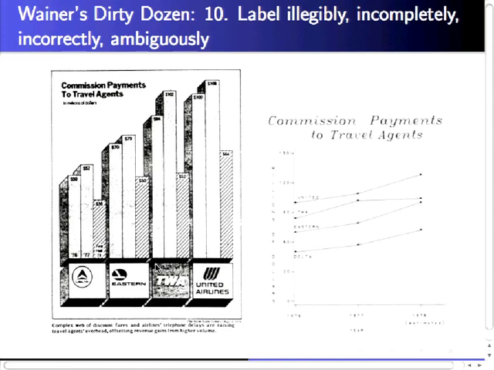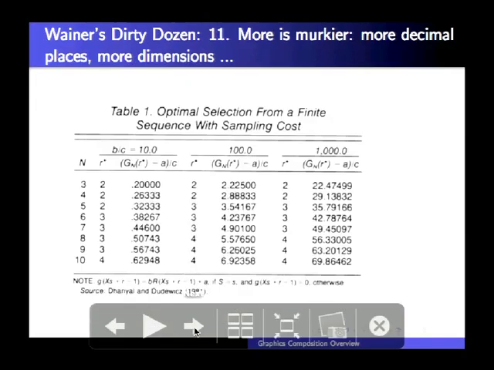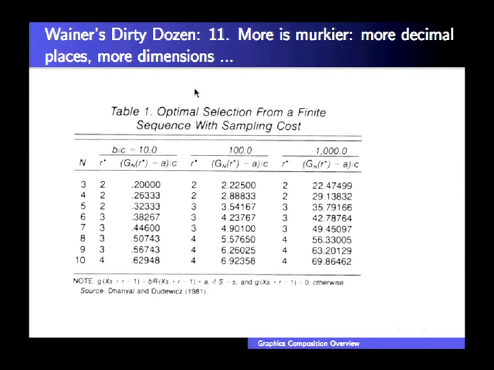Number 11, more is murkier. More decimal places, more dimensions. This is an example of a table where we now have 5 digits after the decimal point. And the question becomes, how many digits should there be? You don't need all of those. This is where R falls down because it doesn't know what you want. So when you ask for a mean, it's going to give you a mean to however many decimal places. And you have to decide what makes sense for your data. For height of women, if it's measured to the nearest inch, you probably don't want to report a mean to 6 decimal places.